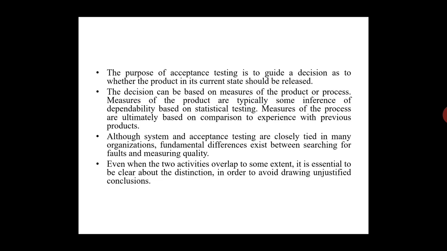The decision can be based on two things: a measure of the product, and a measure of the process. What exactly are the measure of product and measure of process? Measures of the product are typically some inference, an inference of dependability based on statistical testing. They will conduct the statistical test, and check the dependability according to the statistical test.